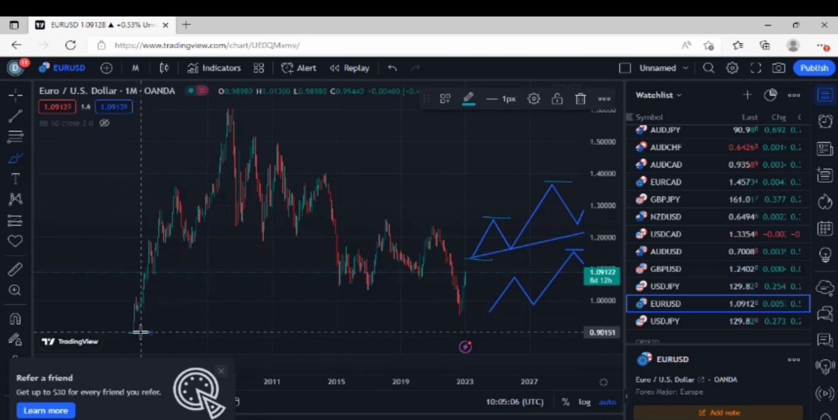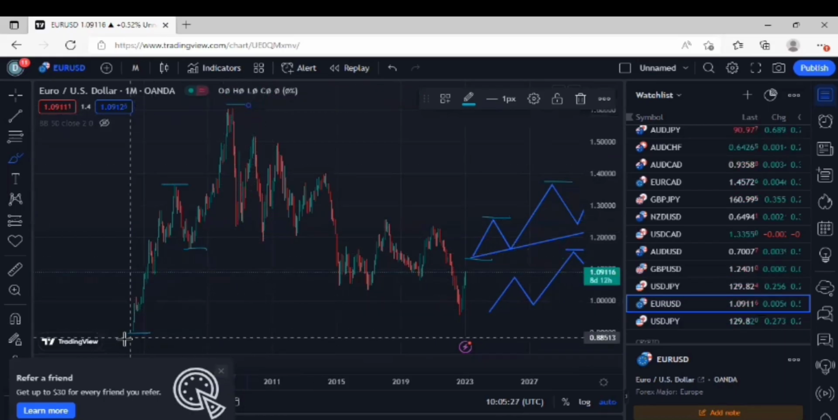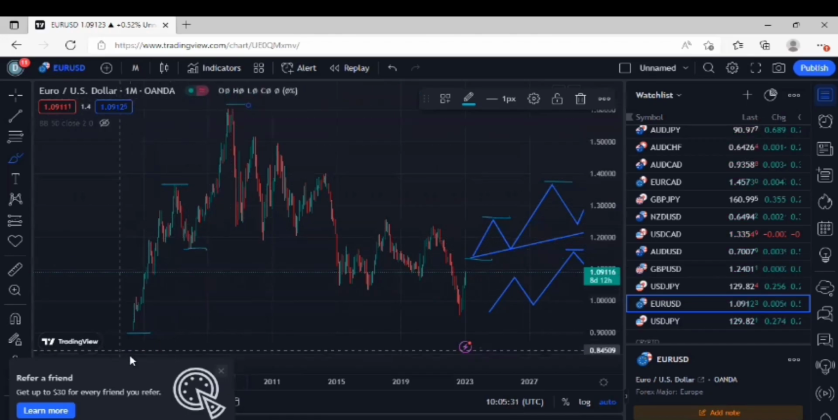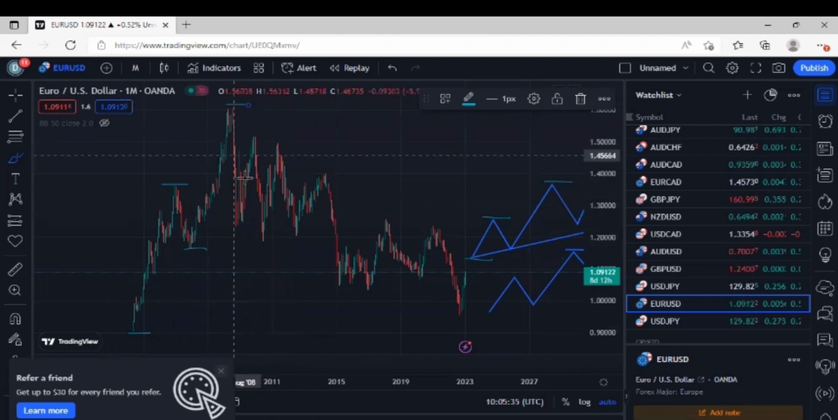We start from the beginning, from the left. Then you look at the first low. This is a higher low. Then this is a higher high. We have another higher low here. Then we have another higher high. So the moment you have higher low, higher high, higher low, higher high, then we have an uptrend. So this market now is in an uptrend.